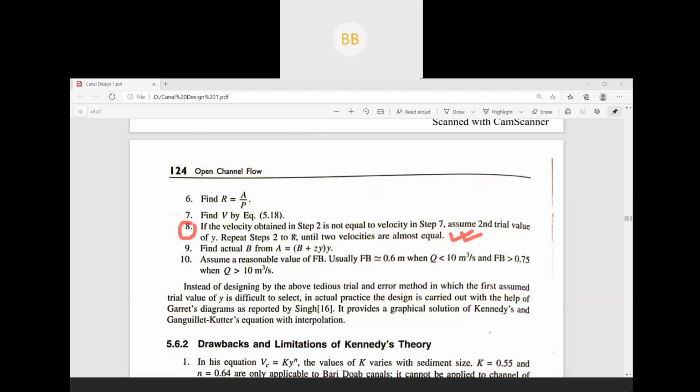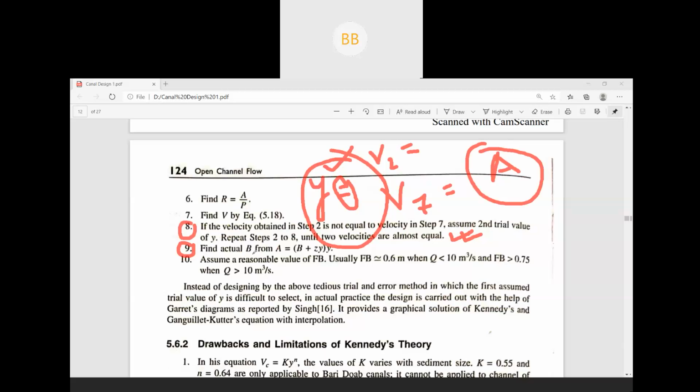So in step number 8, you have to do that trial and error method. And then in step number 9, you are going to again find out the actual width. Because when you do the trial and error, your area may change depending on the y value. So once you fix the y value, if for that particular y you achieve both velocities, at step number 2 and step number 7, almost equal, then you can say this is our required y. Because of this y, what will be your cross sectional area, and because of that cross sectional area, what will be the actual width of the channel.